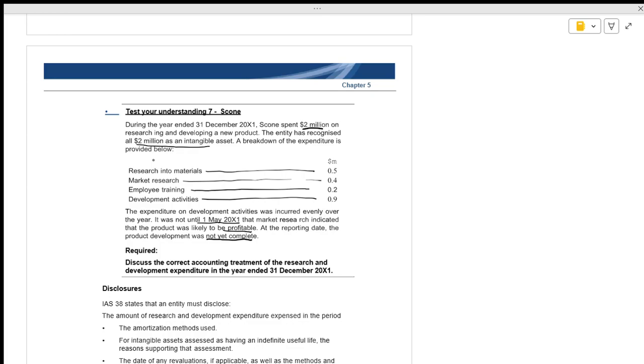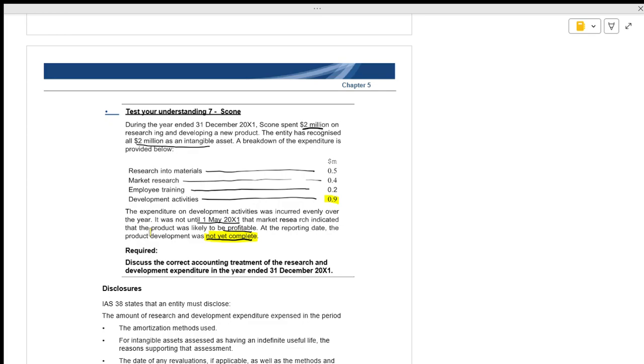Okay, if it is not completed, then how do we have to treat it? In order to make sure what we have to do, expenditure on research, still make it a point that the product is not yet complete. And how much have they spent on development activities? 0.9. The expenditure on development was incurred evenly.